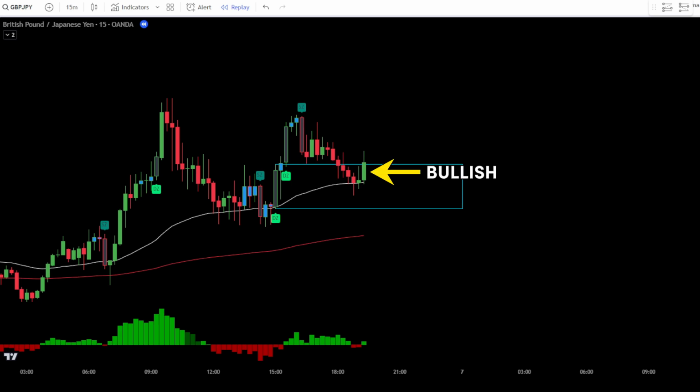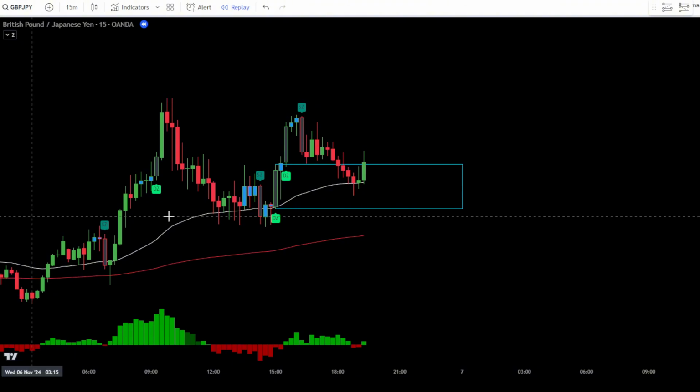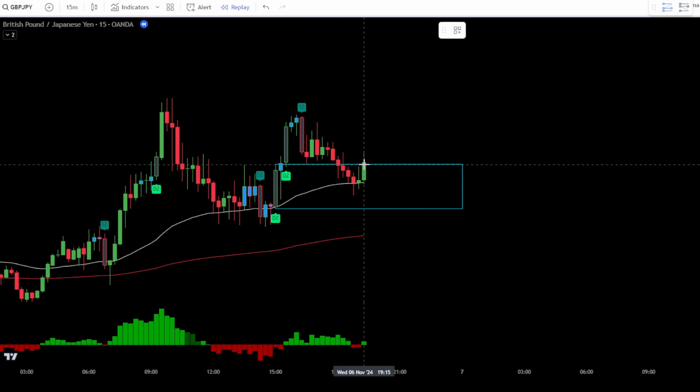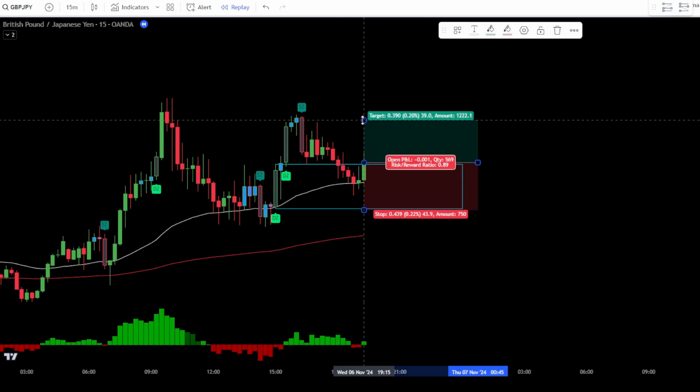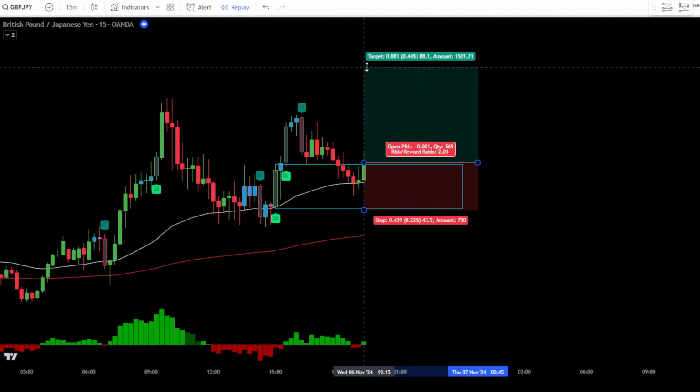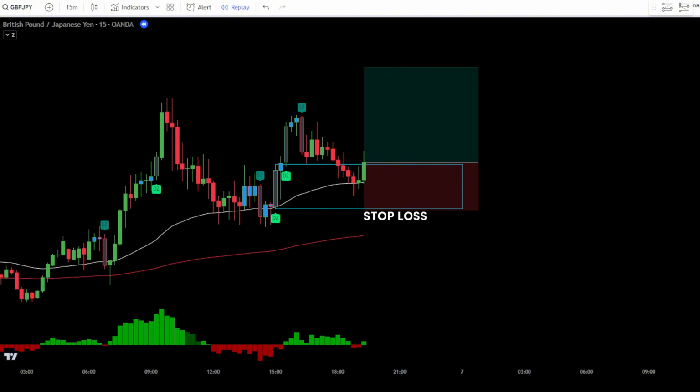As the final confirmation, make sure the candlestick formed is a bullish candlestick. If all the conditions are met, you can place a buy order after the bullish candlestick closes. Set your stop loss slightly below the demand zone area. Use a risk-reward ratio of 1 to 2 to determine your take-profit target.